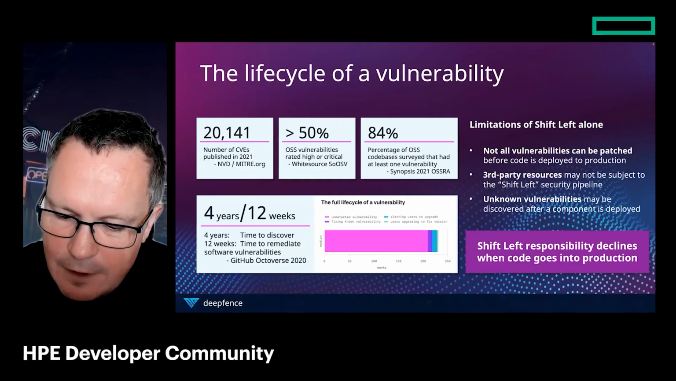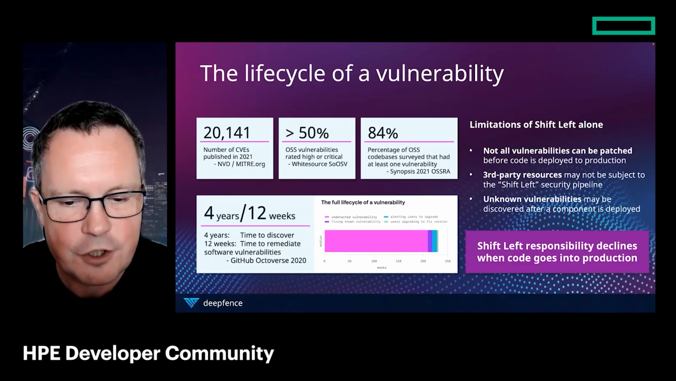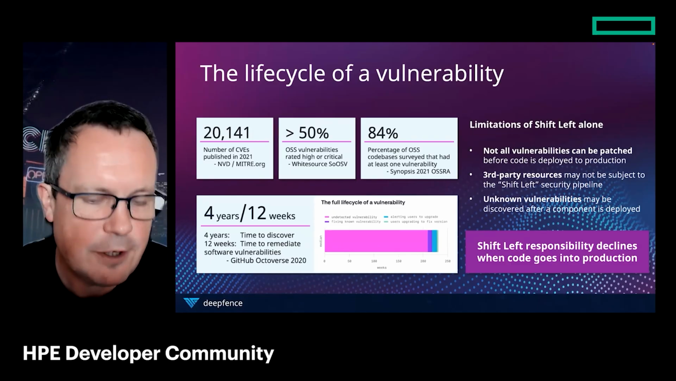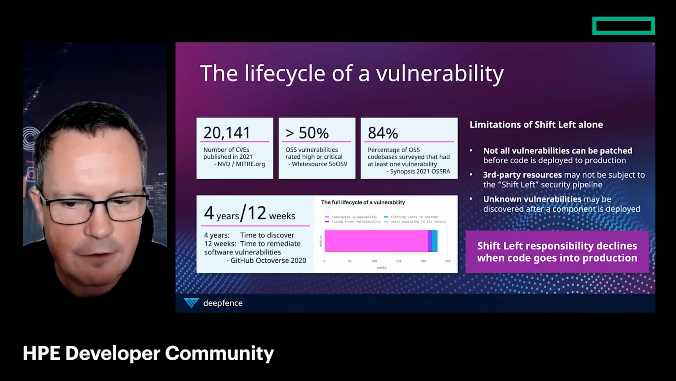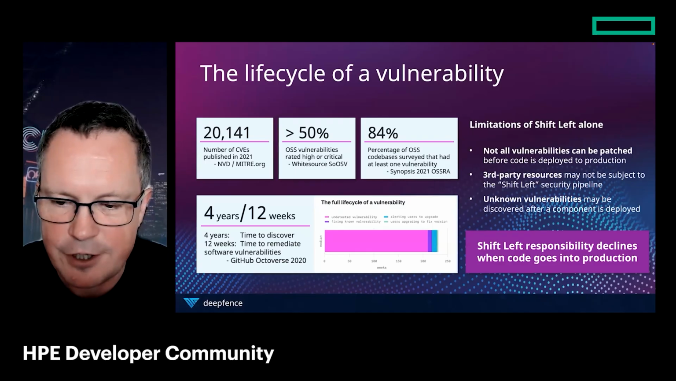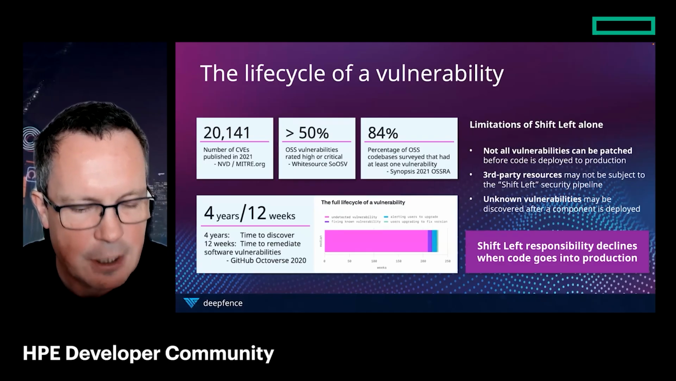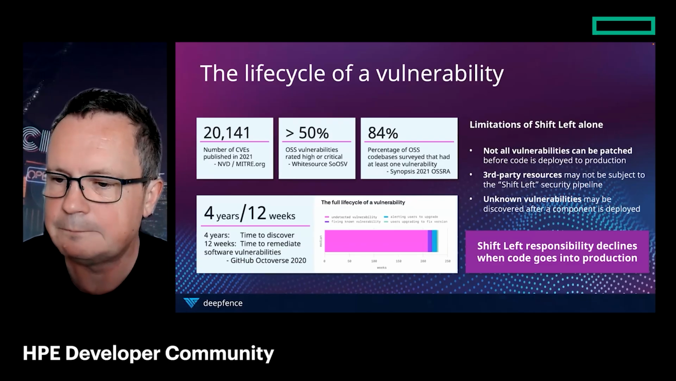And at that point, the development team has probably moved on. Their responsibility for shift left initiatives has been refocused onto other projects, other tools that they're building, other pieces of code that they're writing. This application with a now vulnerable component is found in production, and it falls to somebody else to understand and triage this vulnerability.